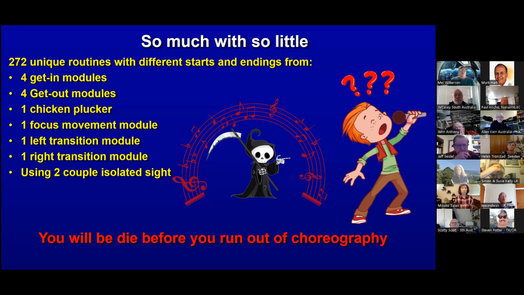Okay, so as I was saying with this, you're doing so much with so little. 4 get-ins, one to each of the boxes, 1 chicken plucker, pass through, trade by, 1 module, swing through, spin the top, slide through, 4 get-outs, 1 from each of the boxes, 1 left rotation, 1 right rotation, an isolated sight routine, just 2 couple calling. You can make as many routines and as many sequences as you want. And it's really the only way to work with these 4 types of boxes using this technique.